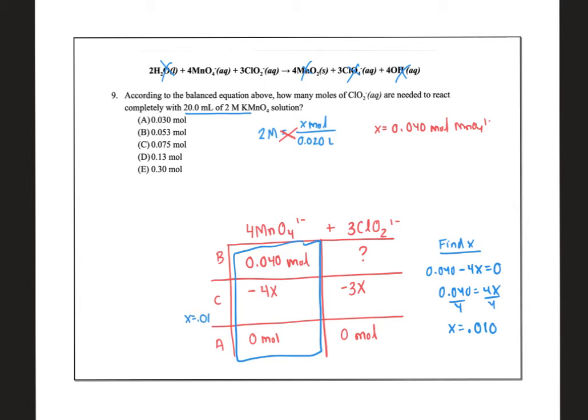And so now all we're going to do is plug in minus 3 times 0.01. So let's find my question mark. Question mark minus 3 times 0.01 equals 0. Well, question mark minus 0.03 equals 0. We add that to the other side, so we must have 0.03 moles, which is option A.